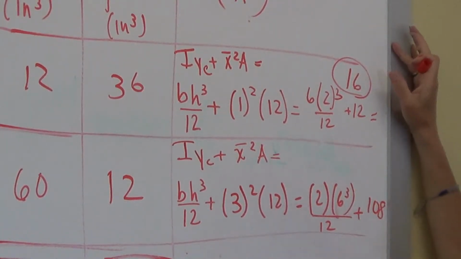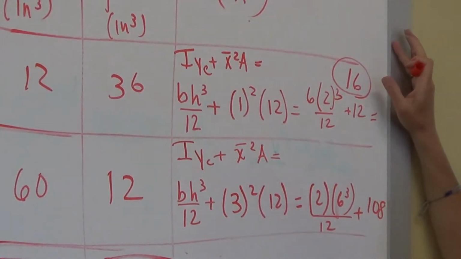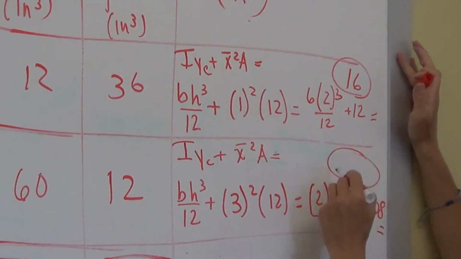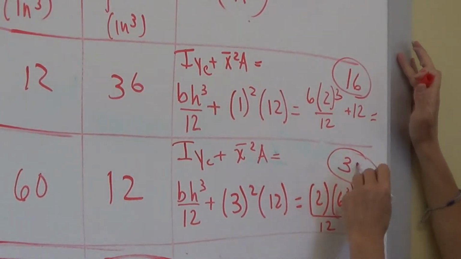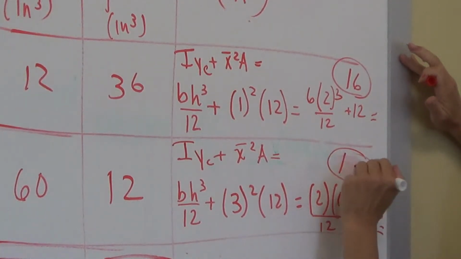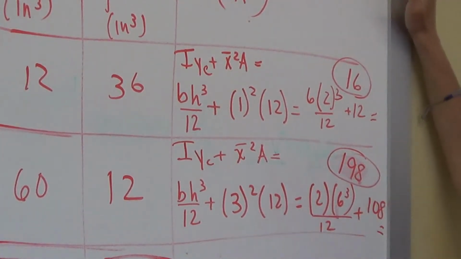What's 6 cubed? 36 times 6 is? Could somebody do the math here? 198. The answer is 36? No, that's the first. 198. 198? I'm getting 144.